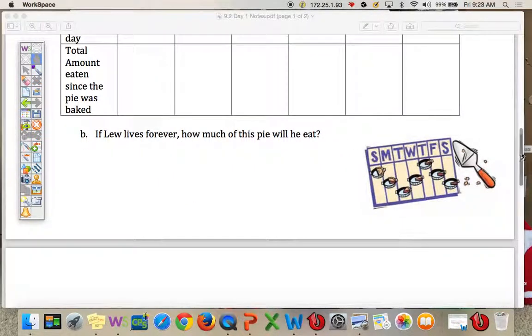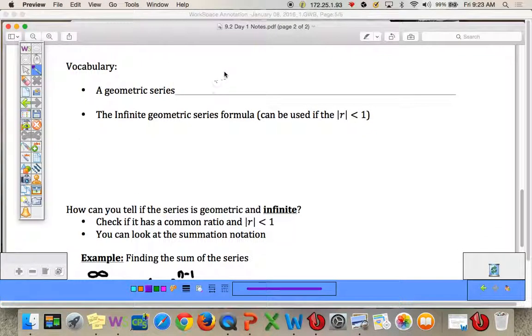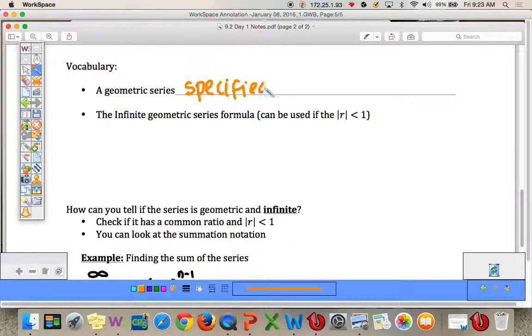Okay, so let's take a look at vocabulary. This is a geometric sequence. A geometric sequence has a common ratio, and so if you add them together, it's called a geometric series. So it's the specified sum of a geometric sequence.